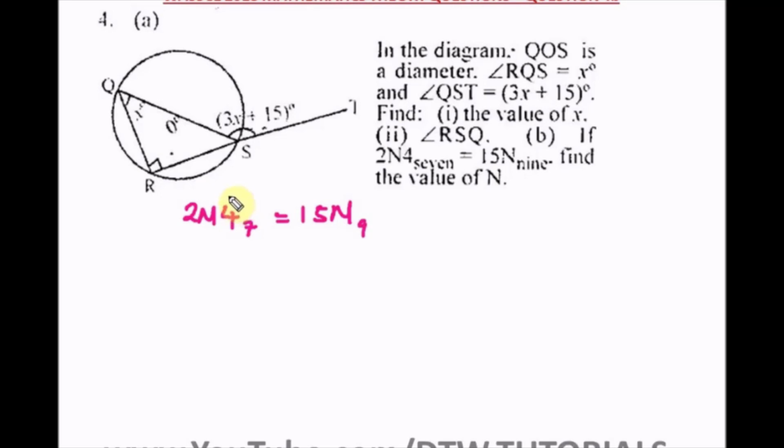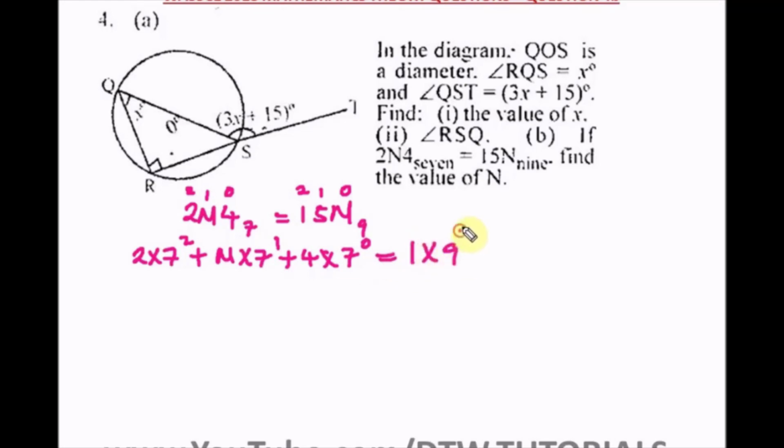To resolve to base 10, we count the positions as 0, 1 and 2. Converting base 7 to base 10, we have 2 times 7 raised to power 2, plus n times 7 raised to power 1, plus 4 times 7 raised to power 0, equal to 1 times 9 raised to power 2, plus 5 times 9 raised to power 1, plus n times 9 raised to power 0.